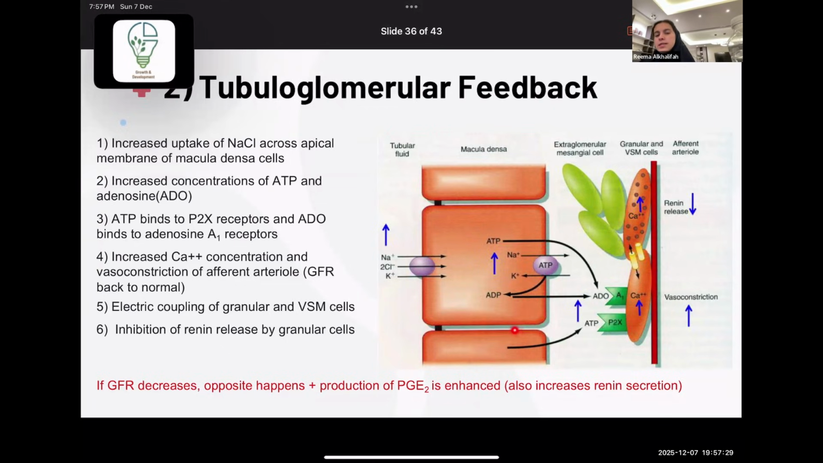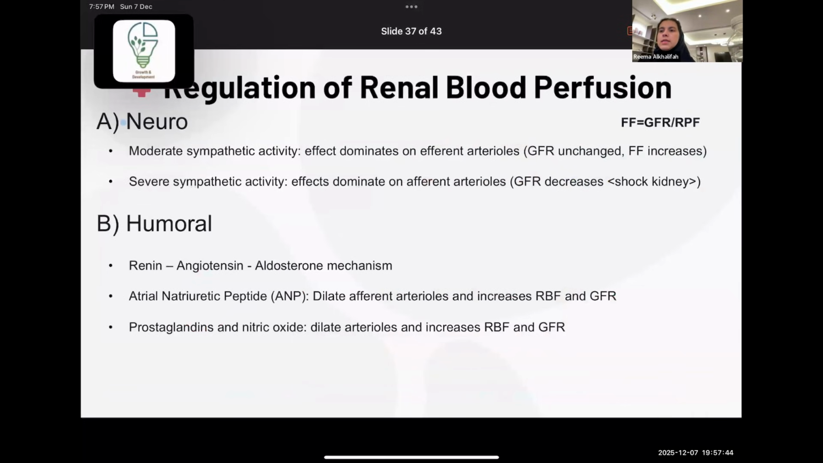In addition to that, when GFR decreases, there's going to be an increased production of prostaglandins, which also help in increasing renin secretion, increasing blood pressure, and so on. Now, we talked about autoregulation. We're going to talk about the other mechanisms that help affect renal blood perfusion. Now, let's talk about the nervous system.